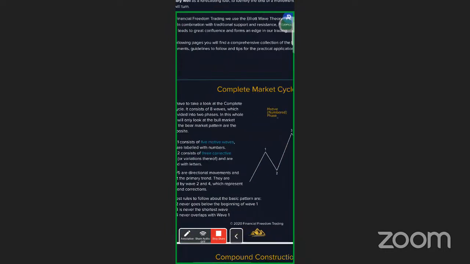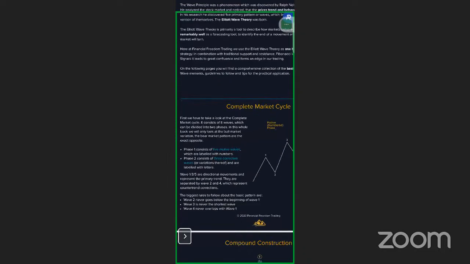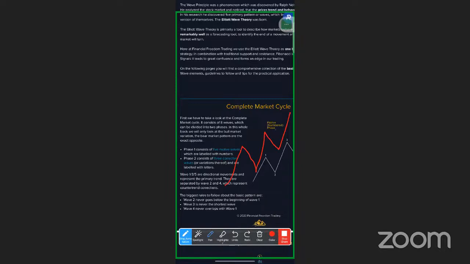Now, what are the rules of the game? One, wave 2 never goes below the beginning of wave 1. This is wave 1. The retracement of wave 2 cannot retrace back up to this level. This is what they mean. Wave 2 will stop around there. It will never touch. It's a rule.